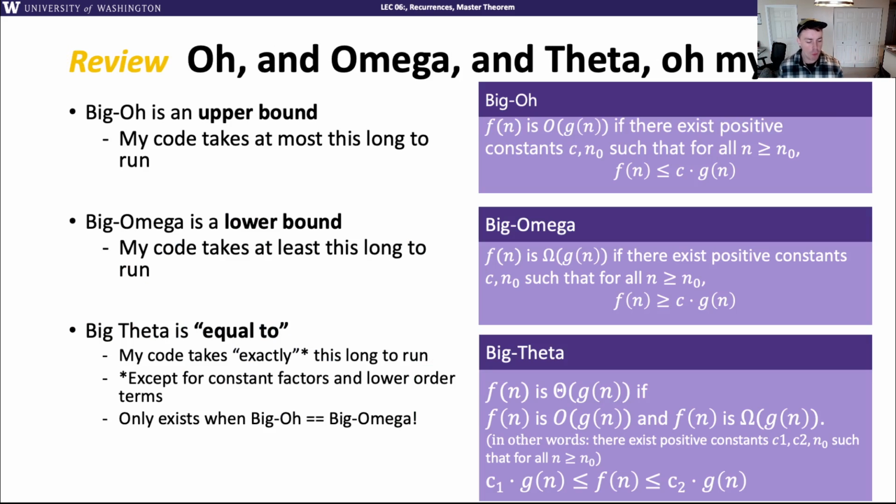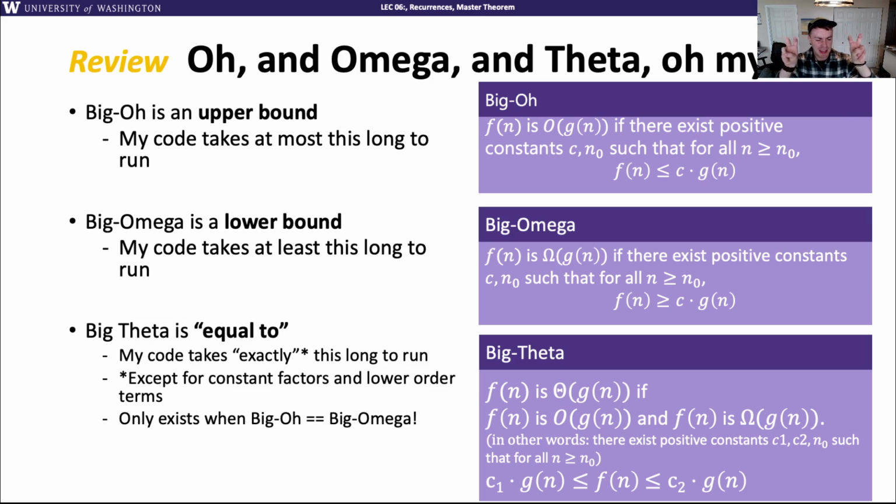Remember, we have some formal definitions of big O and big omega and big theta. So remember, big O is an upper bound. If f is big O of g, it means g will eventually dominate f. We have that definition for all n greater than n naught, f of n is less than or equal to c times g of n. Big omega flips that around as a lower bound. If f is big omega of g, it's going to be eventually lower bounded by g. And it's basically a statement of at least. It takes at least this long to run.